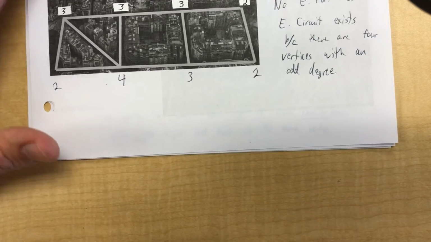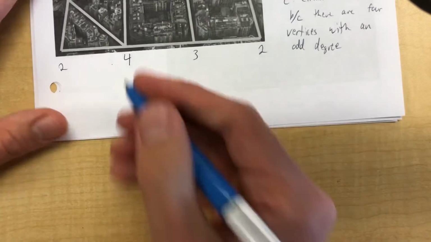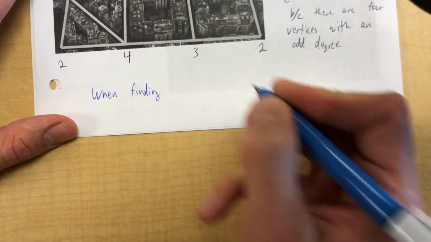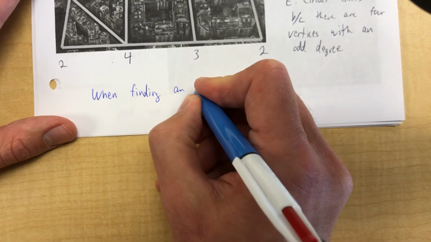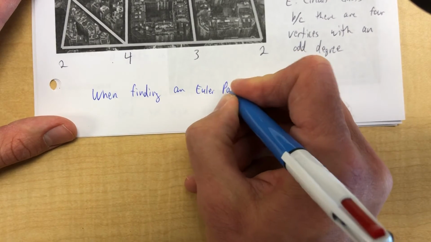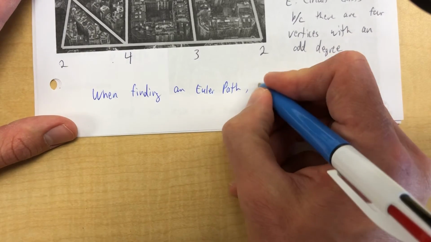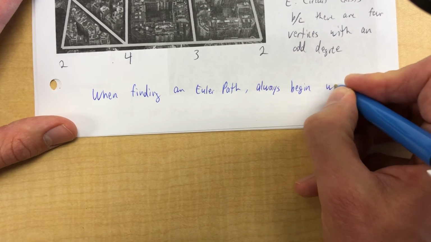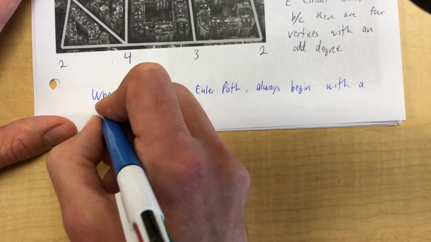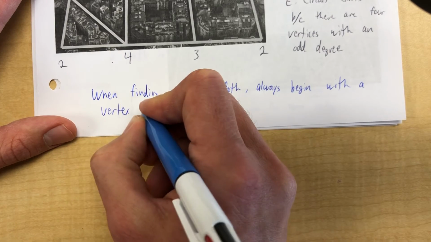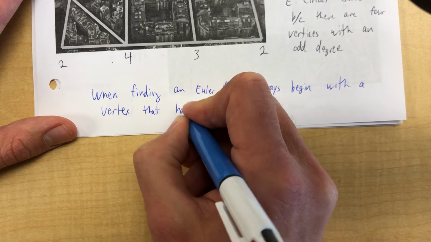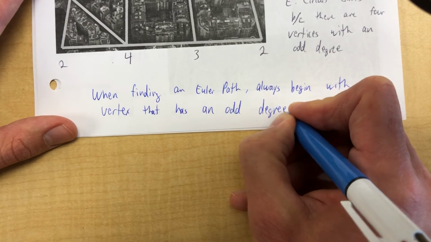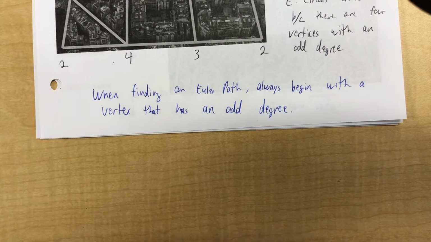Okay, we have a little space at the bottom of the page to write down the important stuff that I mentioned a minute ago, so let's do it. When finding an Euler path, I'm going to highlight this in a minute, it's that important. Always begin with a vertex that has an odd degree. We talked about this just a minute ago, but I think it's worth writing.